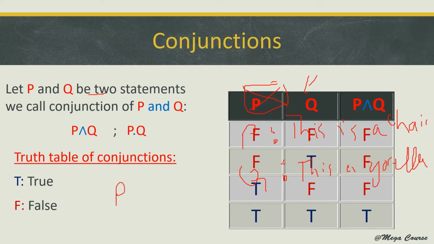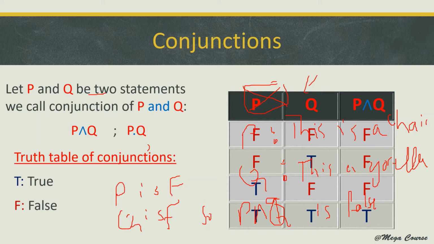P is false because this is not a chair, this is a window. And Q is also false because this is not a gorilla, this is a window. So P and Q is also false. As I explained, they should both be true in order for P and Q to be true. But here in this example, P is false and Q is false, so P and Q is actually false.